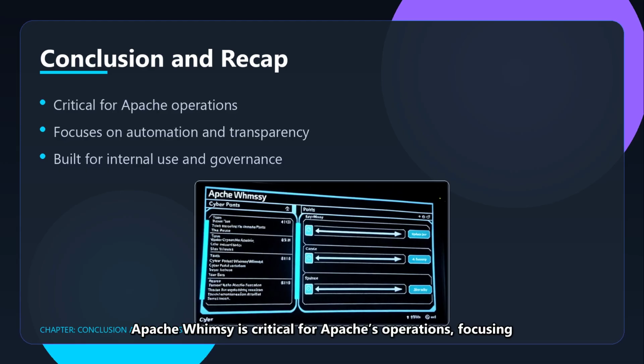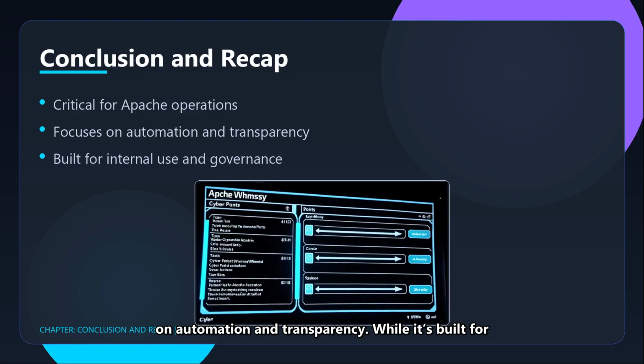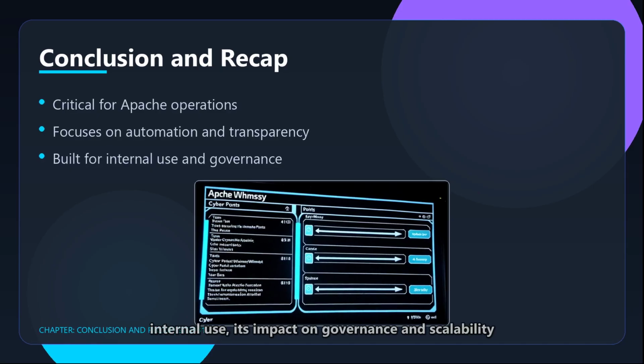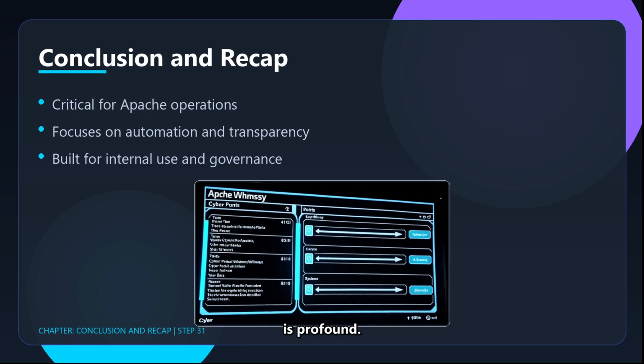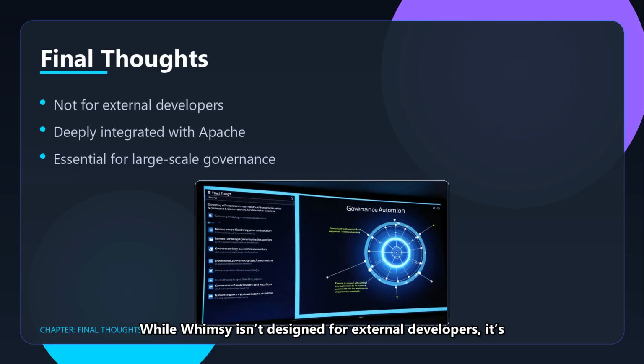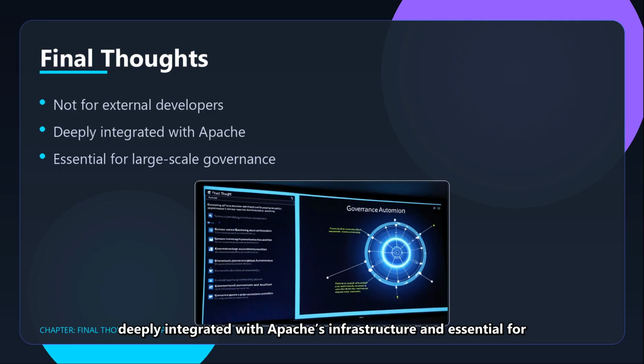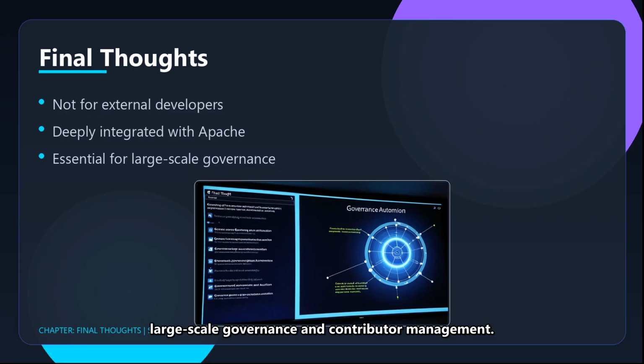Apache Whimsy is critical for Apache's operations, focusing on automation and transparency. While it's built for internal use, its impact on governance and scalability is profound. While Whimsy isn't designed for external developers, it's deeply integrated with Apache's infrastructure and essential for large-scale governance and contributor management.